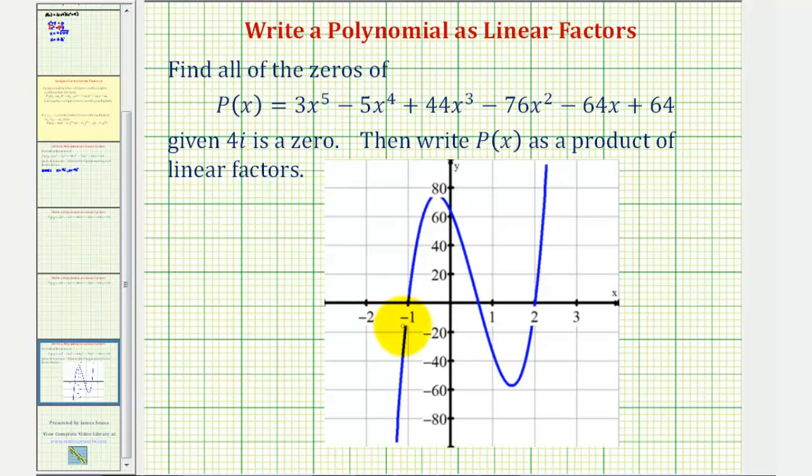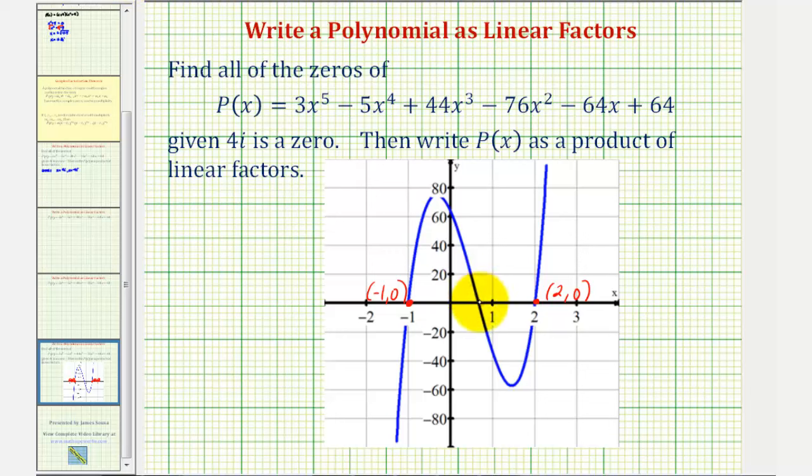So here's the graph of the given function. Notice how there are 3 x-intercepts. So the 3 remaining zeros are real. Notice 2 of these are pretty easy to find. Here's one x-intercept at negative 1, 0. And here's another x-intercept at 2, 0. Notice that for these x values, the y value or the function value would be 0.